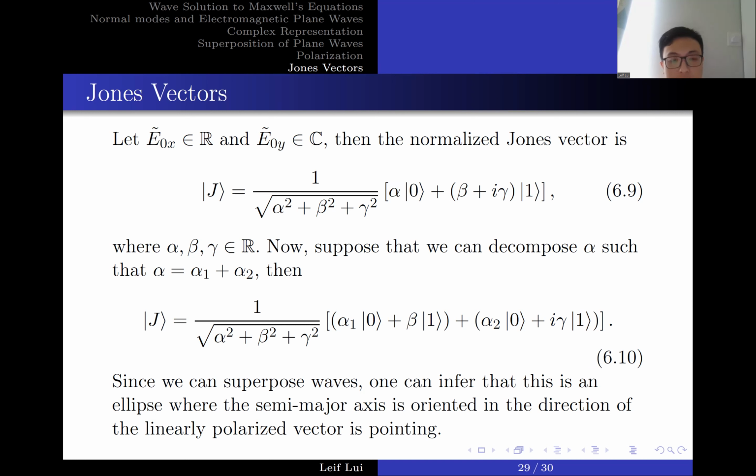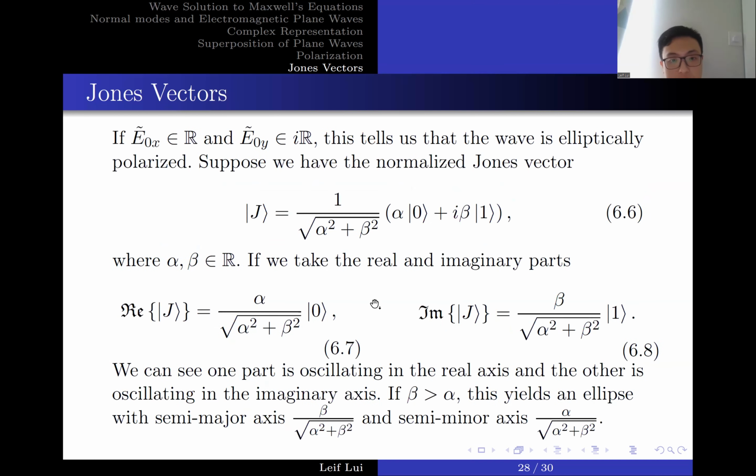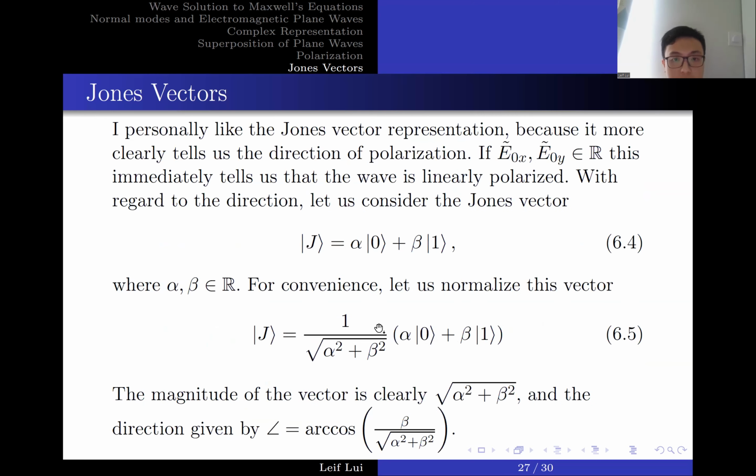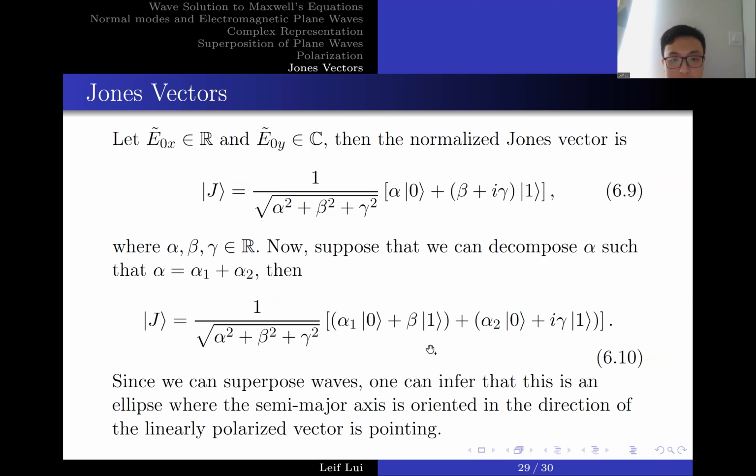But in this case, let us see what happens when we decompose A into alpha 1 and alpha 2. So we can separate the vector like this, right? Notice that since the wave equation is linear, we can always superpose waves. So this part is not only similar, it's exactly the same as this one. It is just the Jones vector for a linearly polarized wave.